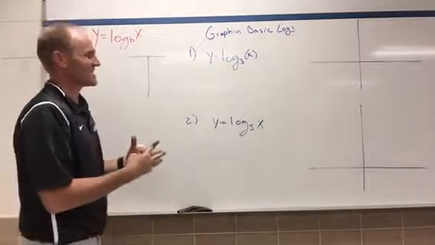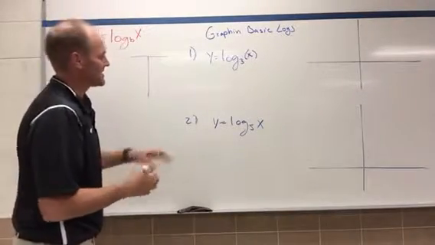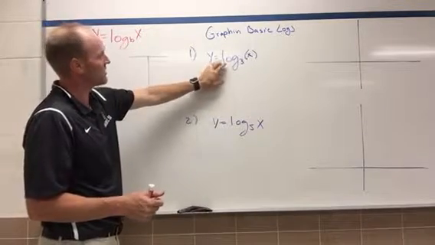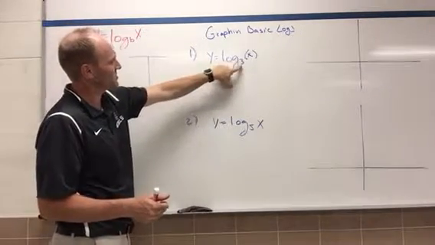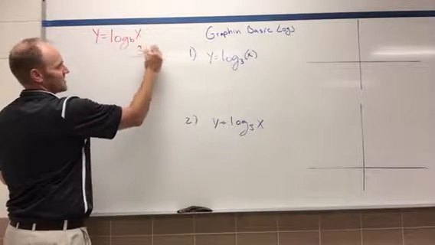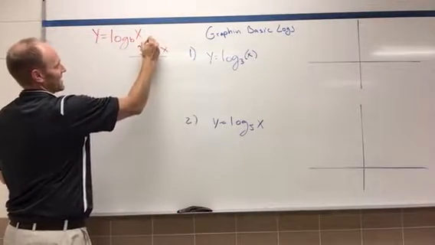In order to get a good idea of how to graph something like this, let's change the form of this and put it in exponential form. So if you look at this, what exponent goes on 3 to give me x, and this is my exponent. What exponent goes on 3 to give me x? Well, that is y.